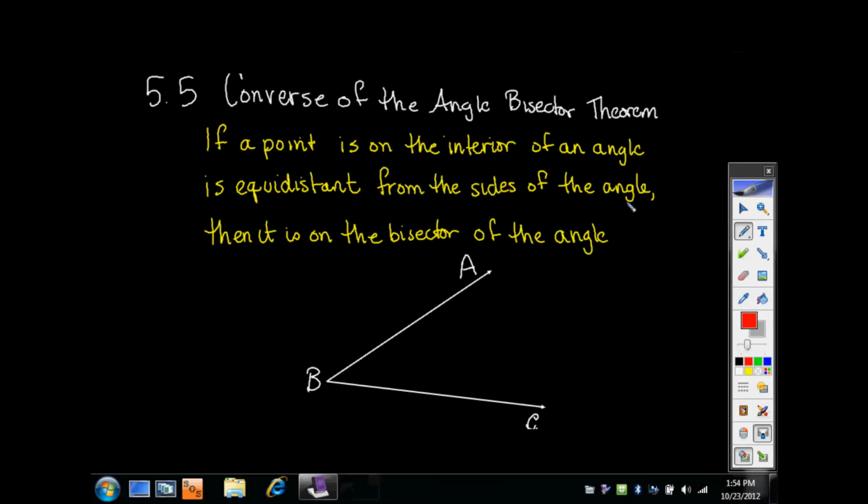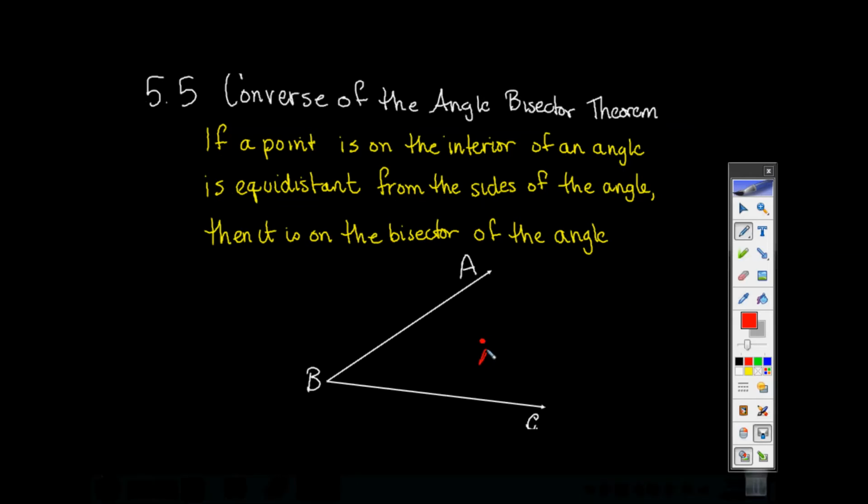And if I go inside this angle and I pick some point right here, D, and I was very careful and I measured, and when I was picking out D, I determined that this length here was the same as this length here. Then it is on the bisector of the angle. Red doesn't work well? All right. Let's do green.